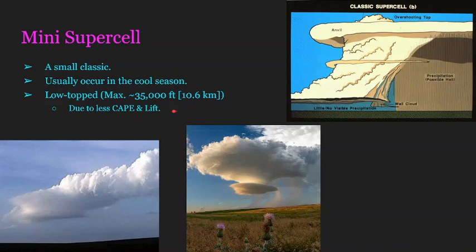The reason why these are low topped is because there is less CAPE, at around 1,000 to 1,500 joules per kilogram, and therefore less to lift, or buoyancy as it's sometimes called. So they're unable to form very tall because of that, and due to that as well, they rarely produce tornadoes. These are sometimes called the most photogenic supercells by storm chasers looking to photograph them. And if they do produce a tornado, then it's a happy day for the storm chaser with a camera because they're going to get some good photos.